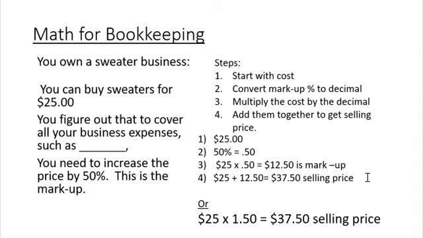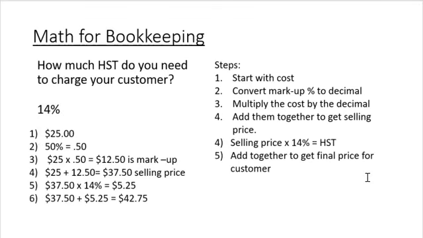Okay, so we are missing something, that thing that we don't like when they add it on at the teller. We have HST. So back in April of this year, our HST in Nova Scotia actually went from 15% down to 14%. So let's start at step 4 again.